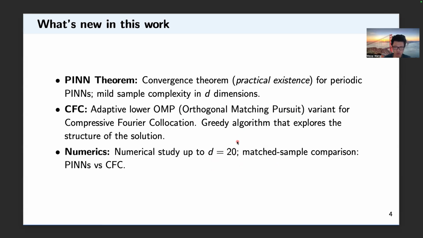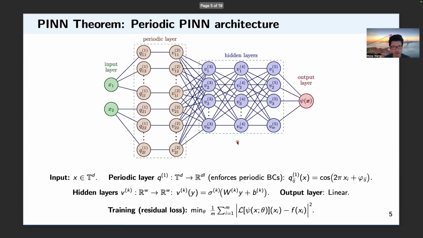So let's go into the first method, periodic PINNs. Let me show you the PINN we are analyzing. The architecture is pretty simple. The neural network starts with a periodic layer. It uses cosine features with trainable phases. So the output of the neural network is always exactly periodic. So we do not have to fight the boundary conditions.